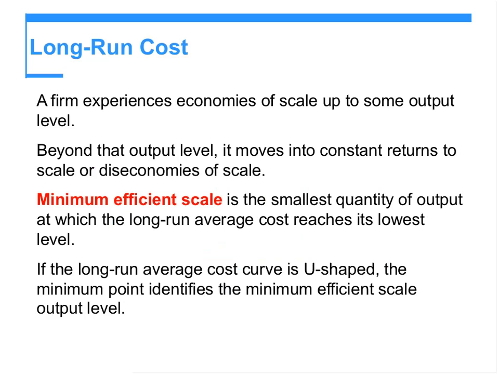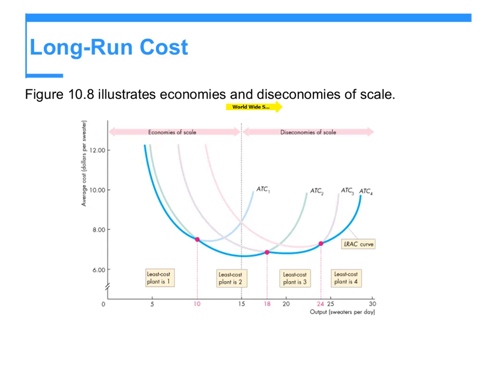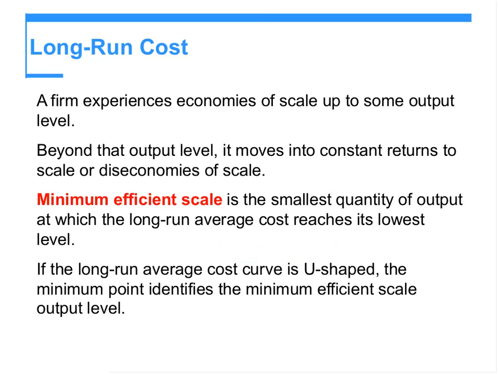So a firm experiences economies of scale up to some output level. Beyond that output level, it moves into constant returns to scale. Minimum efficient scale is the smallest quantity of output at which the long-run average cost reaches its lowest level. As you can see, the lowest level for us is here. That is basically what we call minimum efficient scale.